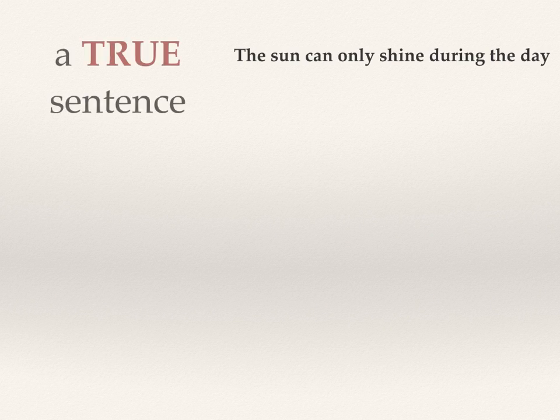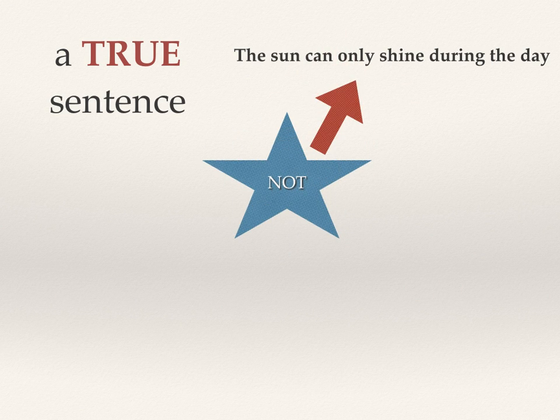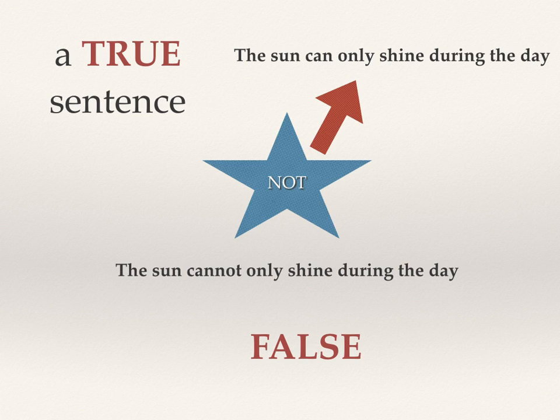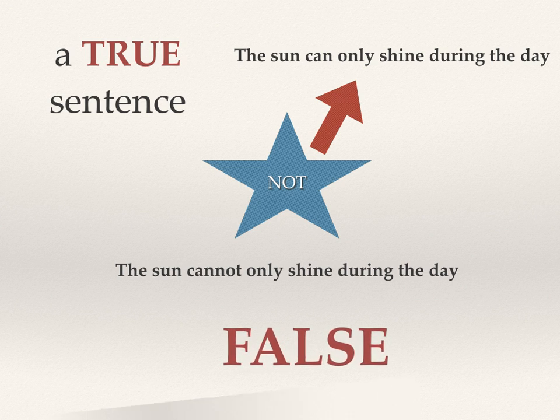If we take a true sentence, the sun can only shine during the day, and operate upon it with a not, we'll get a sentence, the sun can not only shine during the day, and this of course is false, because the sun of course cannot shine during the night.